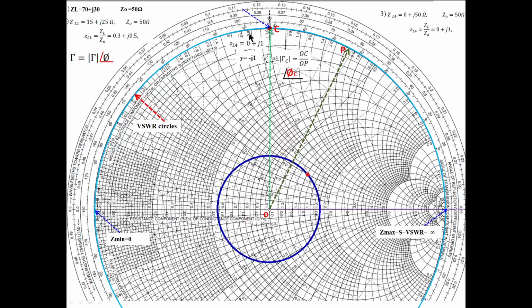Draw the VSWR circle. Take a radius from O to C, OC as a radius, and draw a circle. So this is our VSWR circle. This blue color, whatever I have shown, is the VSWR circle.